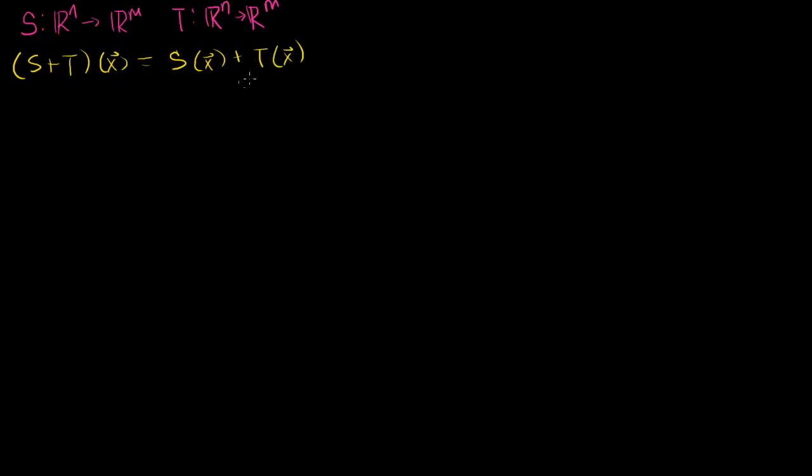If we add two vectors in Rm to each other, we get another vector in Rm, because Rm is a valid subspace. It's also closed under addition. So this is still a mapping. So S plus T is still a mapping from Rn to Rm.